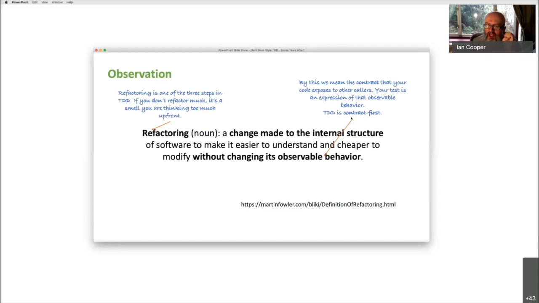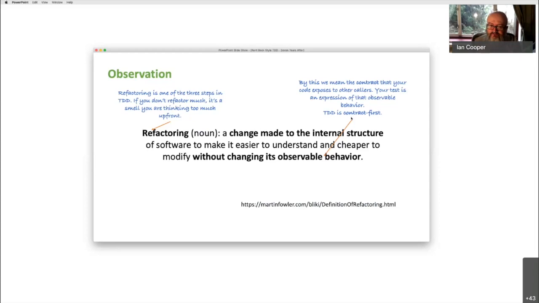And by the behavior, what we mean is the contract that the API you are developing expresses with the world. Now, I use the word API generically. The public methods on a class are an API, right? I don't mean in the sense of HTTP or REST or anything like that. But your contract is what you are effectively discovering by the process of TDD. You care about that outside, not about the internals.